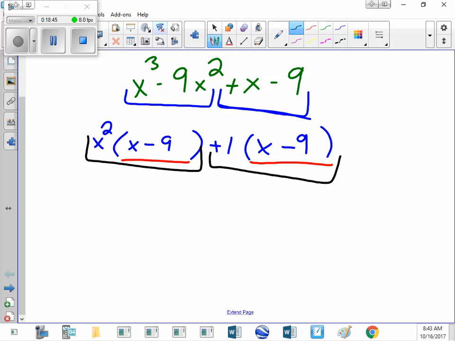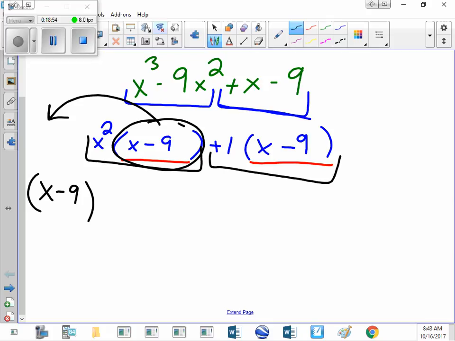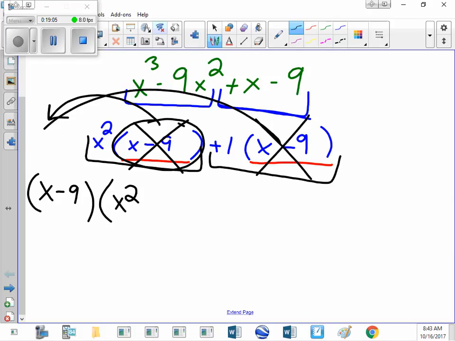They both have an x minus 9. So I'm going to grab this x minus 9, and I'm going to pull it out. X minus 9. If I take this away, what's left? X squared. And if I take this away, what's left? Plus 1. Now, do you see why I needed that 1? And those are the factors. X minus 9 and x squared plus 1.